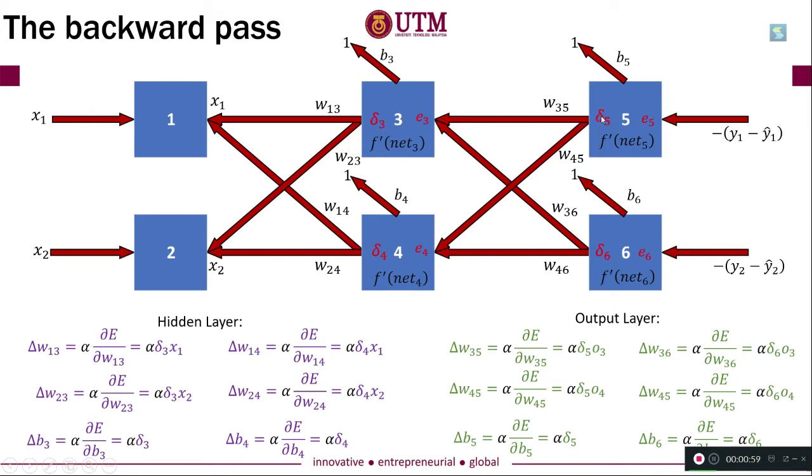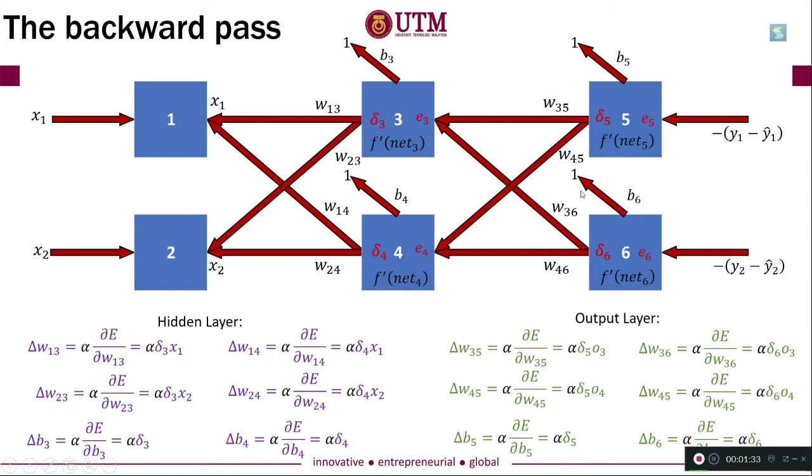There's a common, general equation to calculate this. To find the delta, for example delta 5, you need to multiply your E5 with the derivative of your activation function here. So this E5 times this one, then you get the delta 5. The same goes for any neuron, doesn't matter whether it is neuron 3, 4, 5 or 6. So the equation is similar.